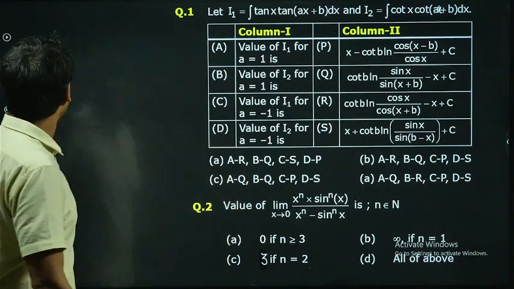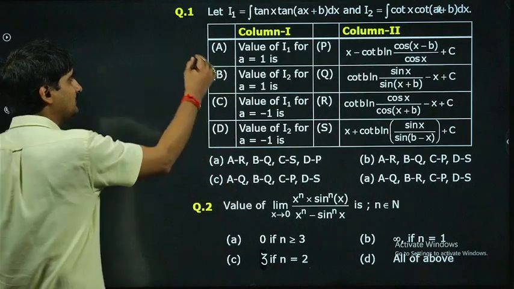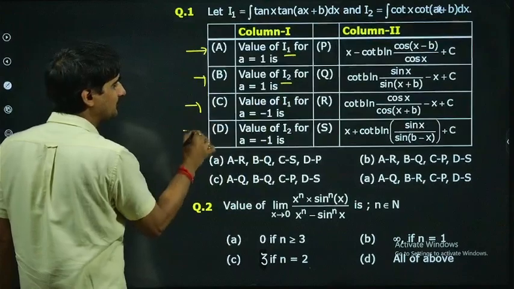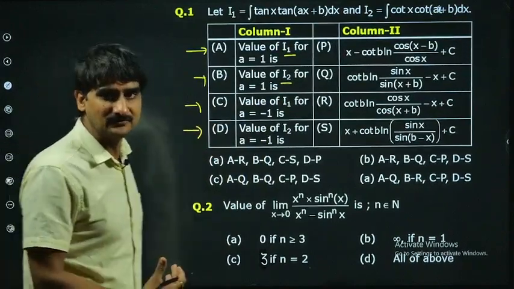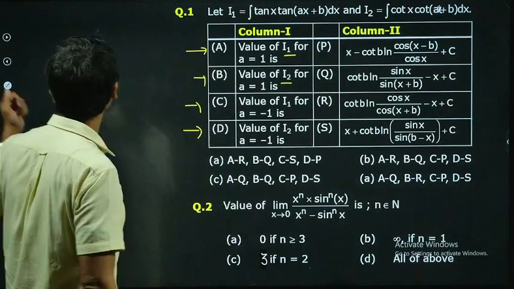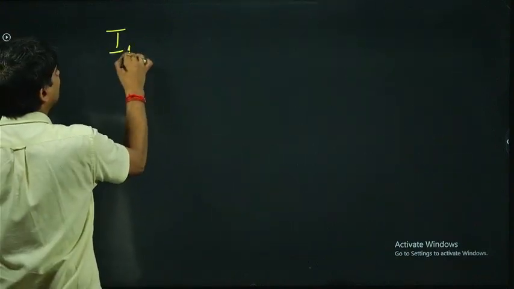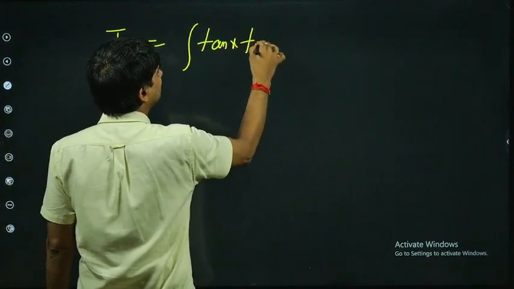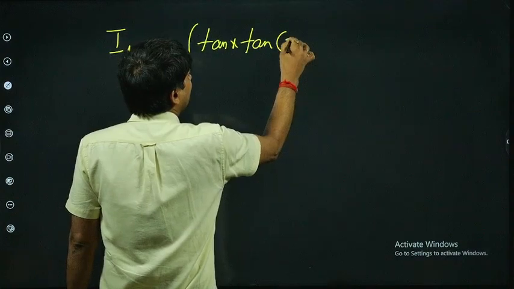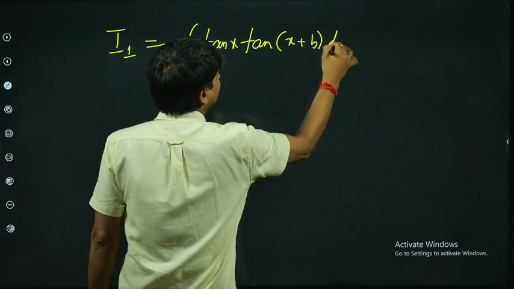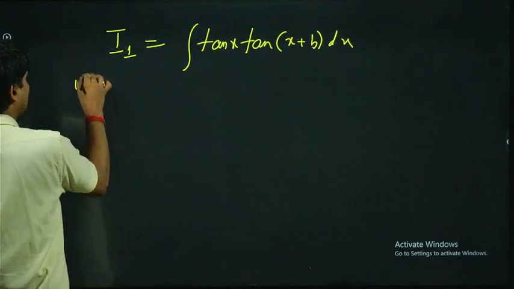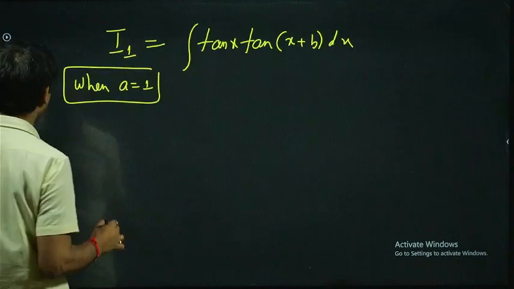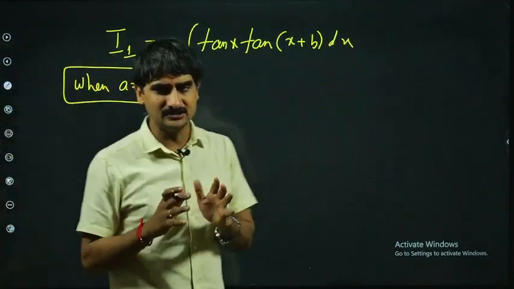First of all, we need to solve these integrals I1 and I2 for values of a, which is -1 and +1. Here I will suggest that we solve it just for those values which are required here. So a tan of x plus b, isn't that? That means when a is equal to 1. So let's solve it for 1 and then the rest of the cases you can deal with yourself.